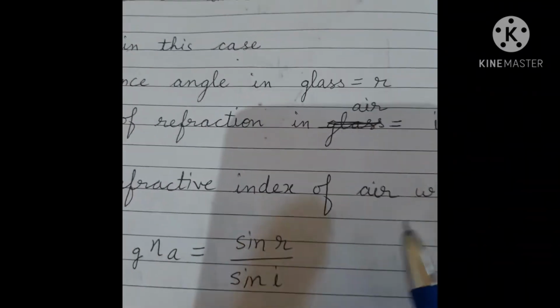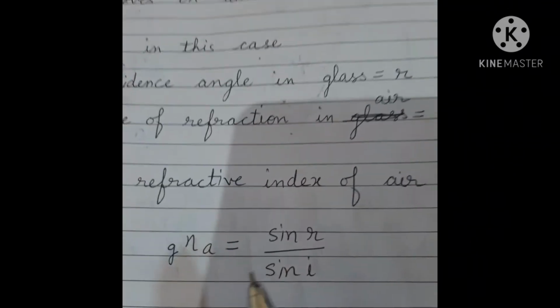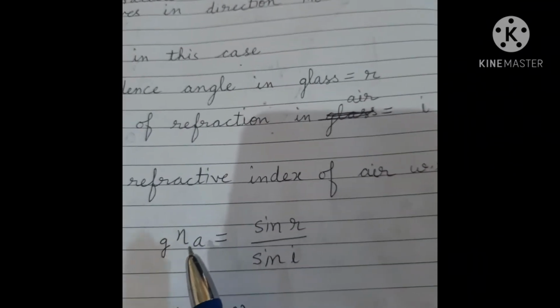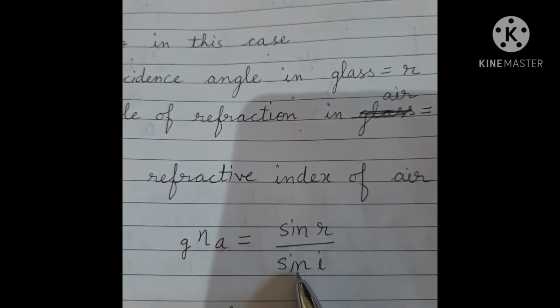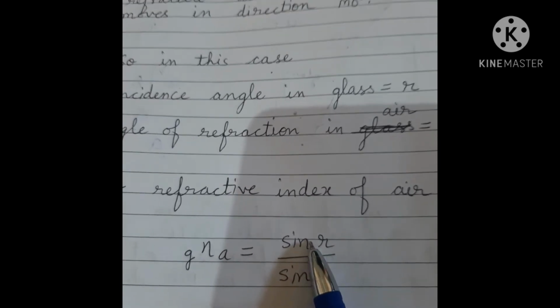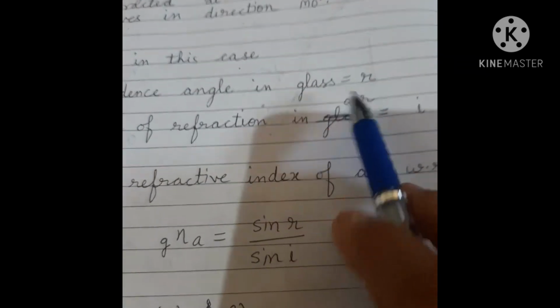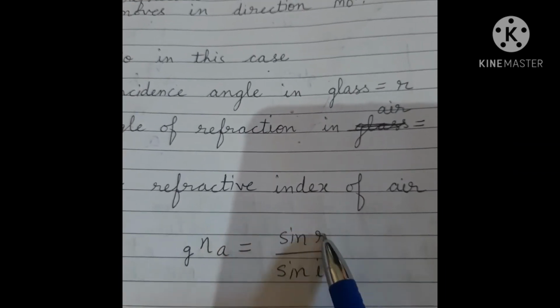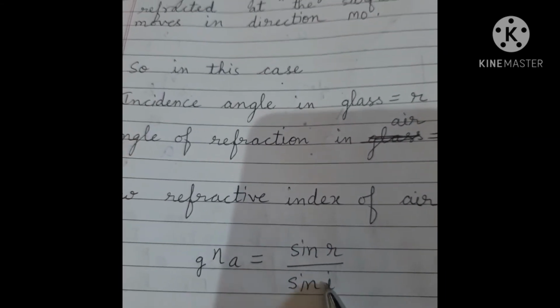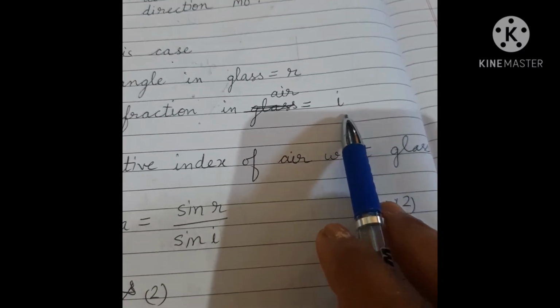So the refractive index of air with respect to glass is sin I upon sin R, but here the angle of incidence is R, so we write sin R upon sin I, where the angle of refraction is I.